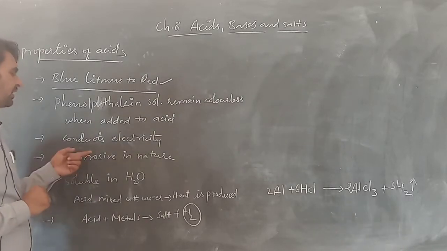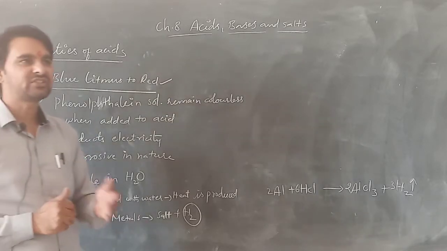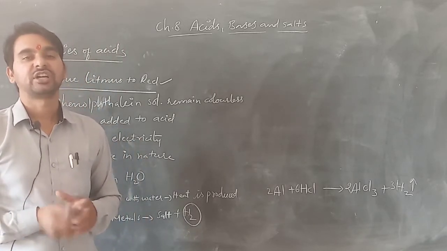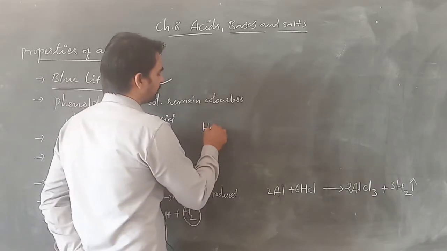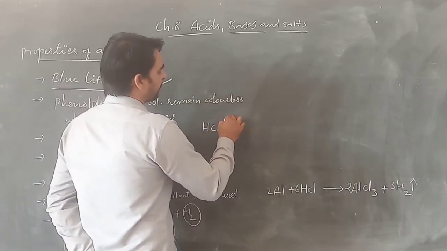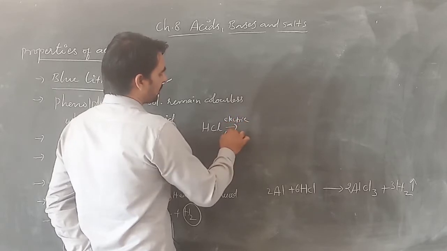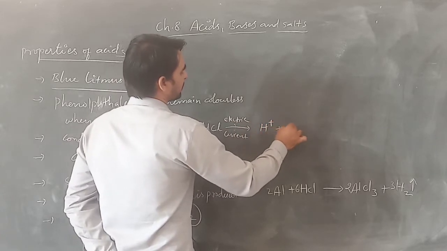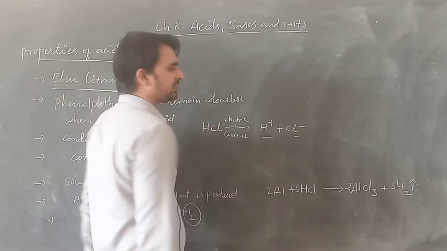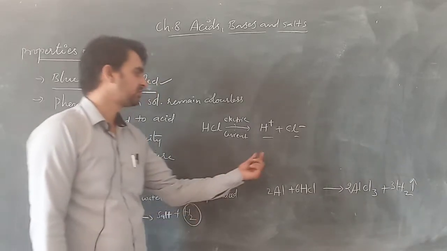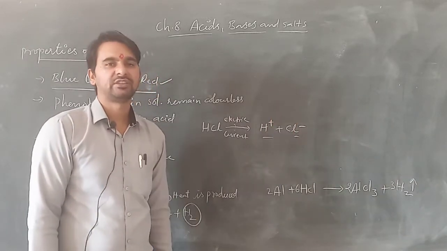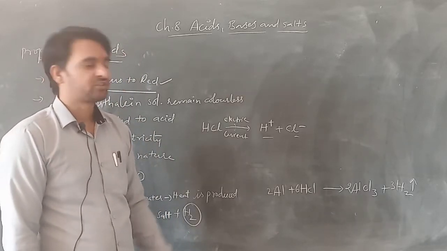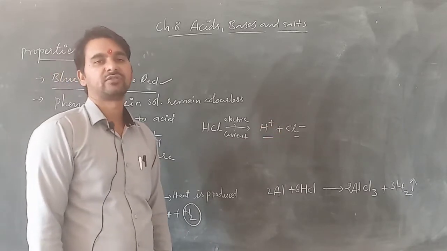The third property is that it conducts electricity. Acids are good conductors of electricity because acids furnish ions. If I take the example of hydrochloric acid, HCl, and electric current is passed through it, what happens? It splits into H plus and Cl minus, so plus and minus ions. These ions, when they move, are helpful in the conduction of electricity. Because of the movement of ions, there is conduction of electricity.